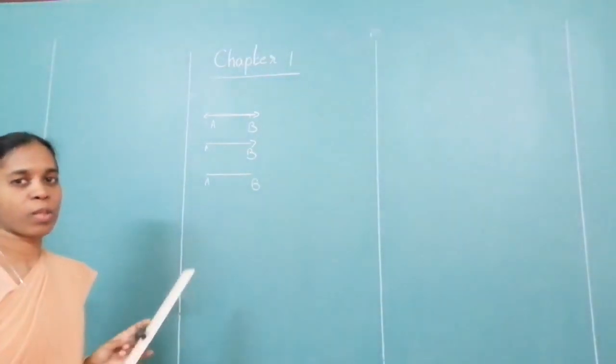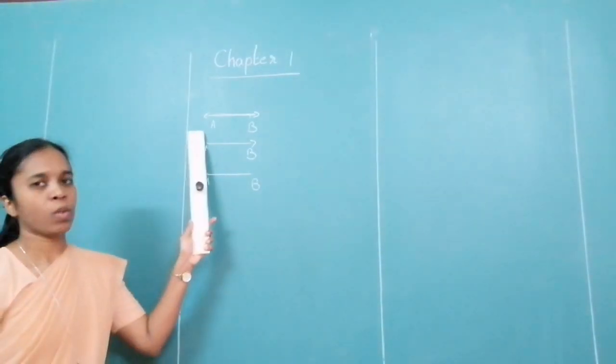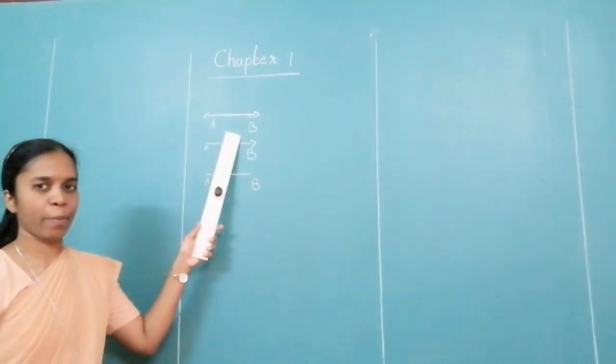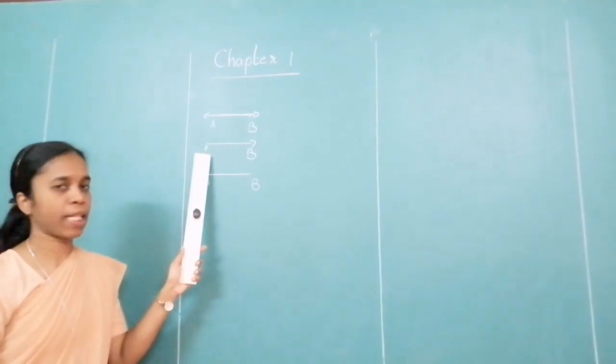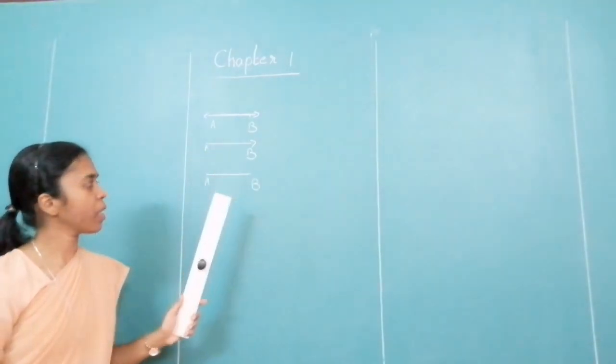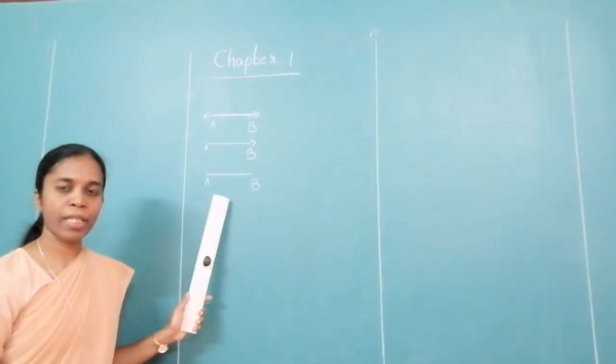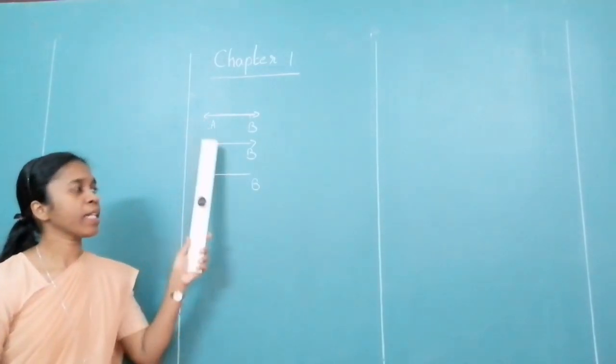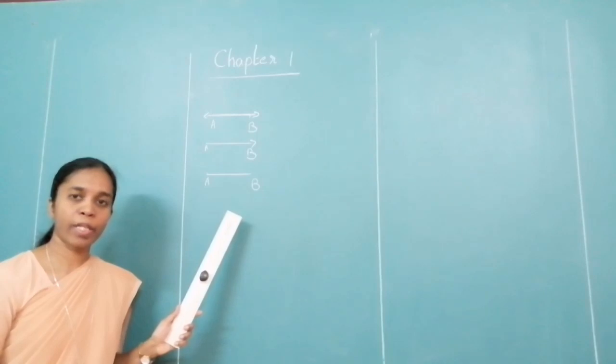Now I have drawn some things on the board. What do you call this as? This is line AB. What do you call this? Ray AB. This is segment AB. You tell me what is the difference in line, ray and segment.